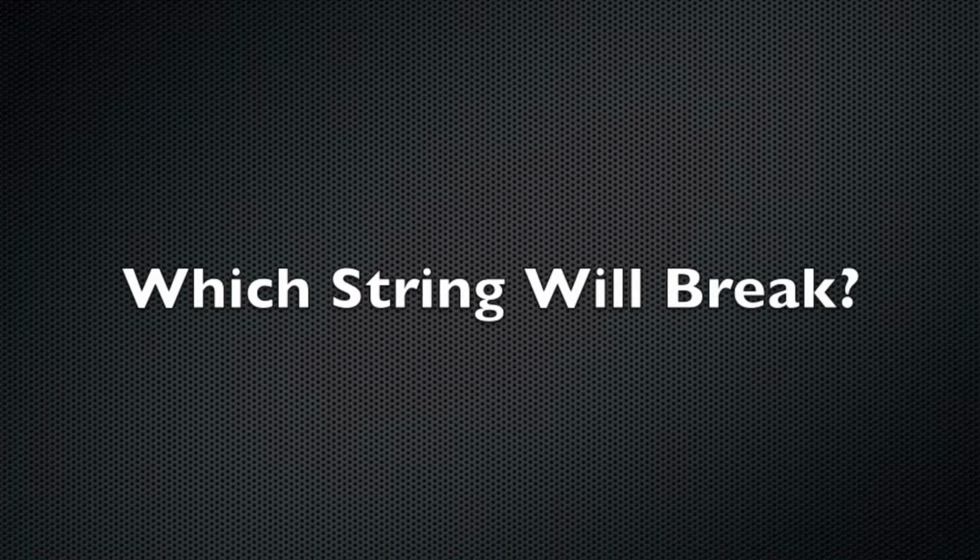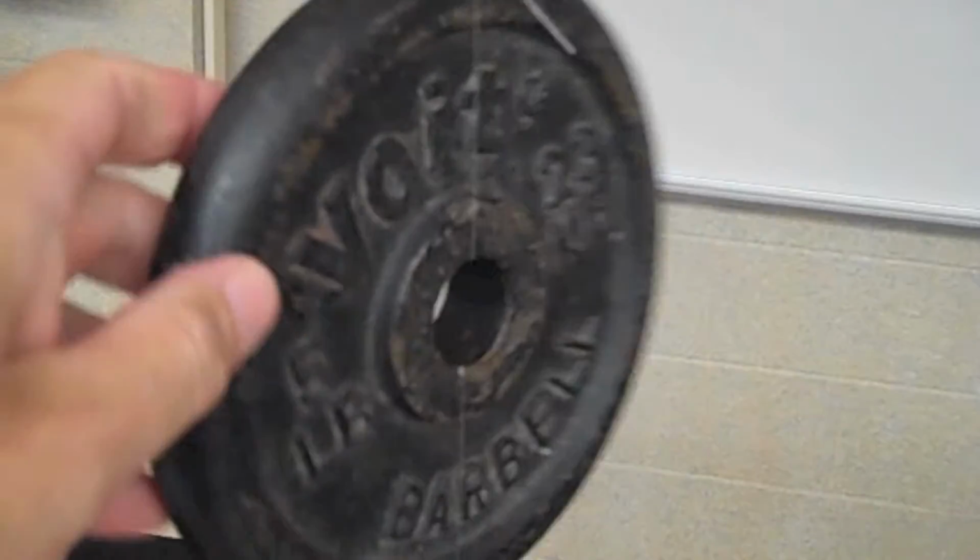Another question asks, what happens if we have two strings attached to a weight? One above the weight that is hanging from a bar, and one that is below the weight hanging from a bar. If we pull the string at the bottom in different manners, we get two different responses.